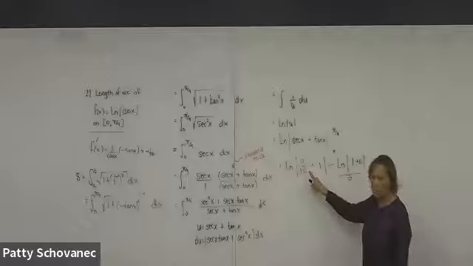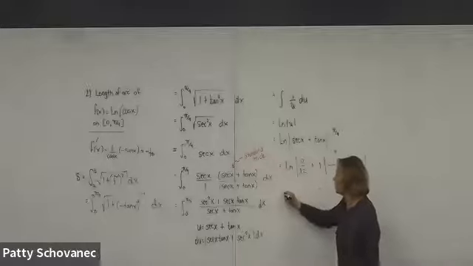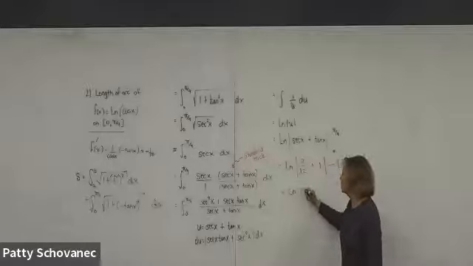2 over the square root of 2, to rationalize it, multiply over the top and bottom by the square root of 2. It's just root 2. So our arc length is the natural log of the square root of 2 plus 1.